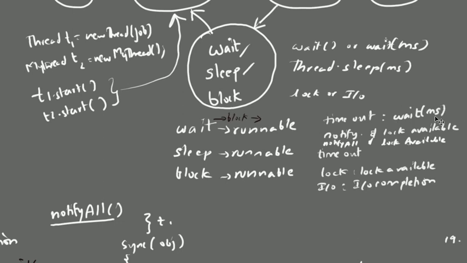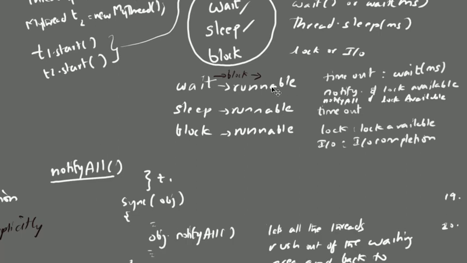After the timeout, a thread would actually move to a blocked state, waiting for the lock. And once the lock is available, it would go to runnable state. So is the case with notify and notify all.